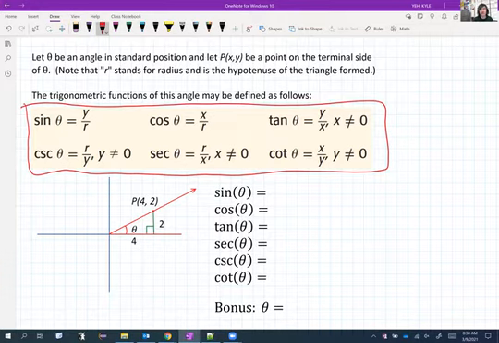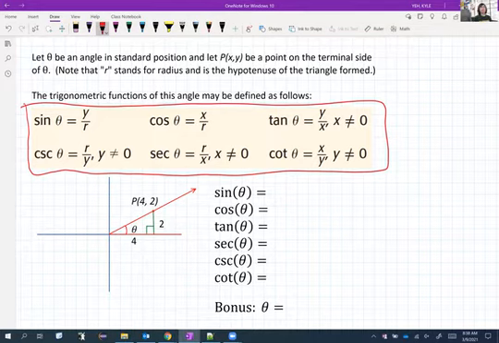Cosecant we know is just sine flipped, so r over y. Secant is r over x, that's cosine flipped. And then cotangent is x over y, again making sure that none of those denominators are 0. So if you need to pause the video right now, take those down. I'm going to keep talking because I assume you paused and got them down.